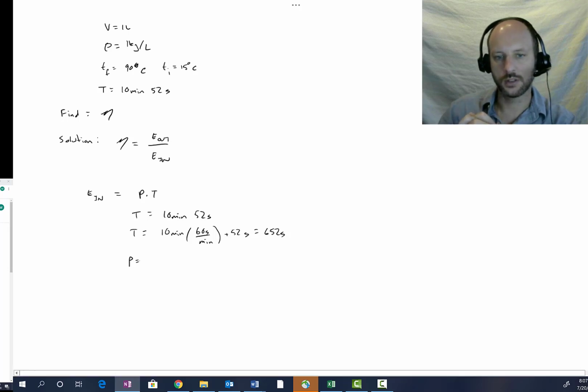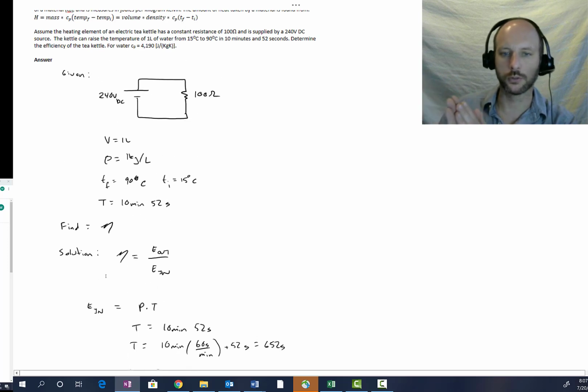So that takes care of the T in that formula. Now we need to worry about the P. P comes from a variety of circuit calculations. You can know the current and the resistance, I squared R, or the voltage and the resistance, V squared over R, or the current and the voltage, I times V. Those are all the standard formulations.